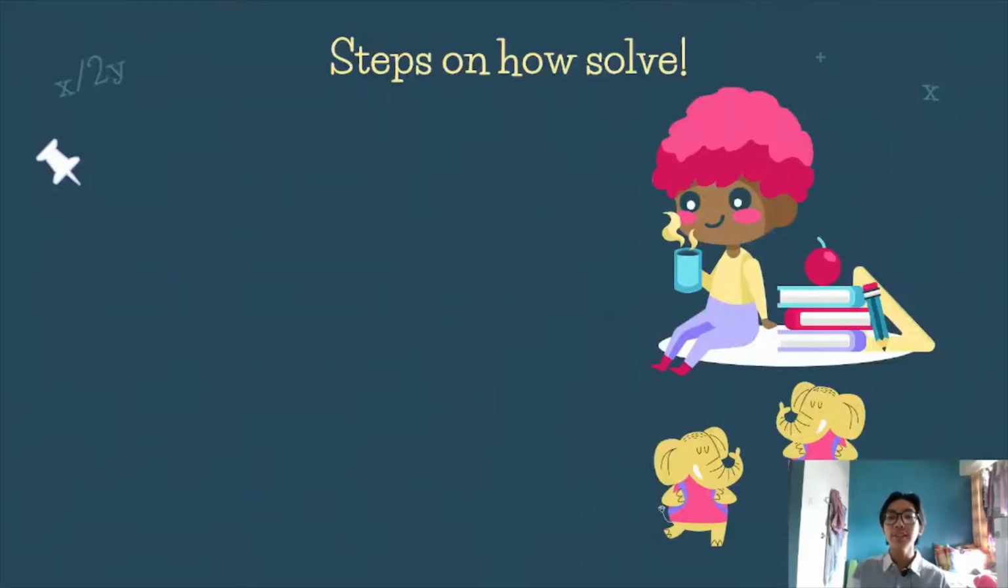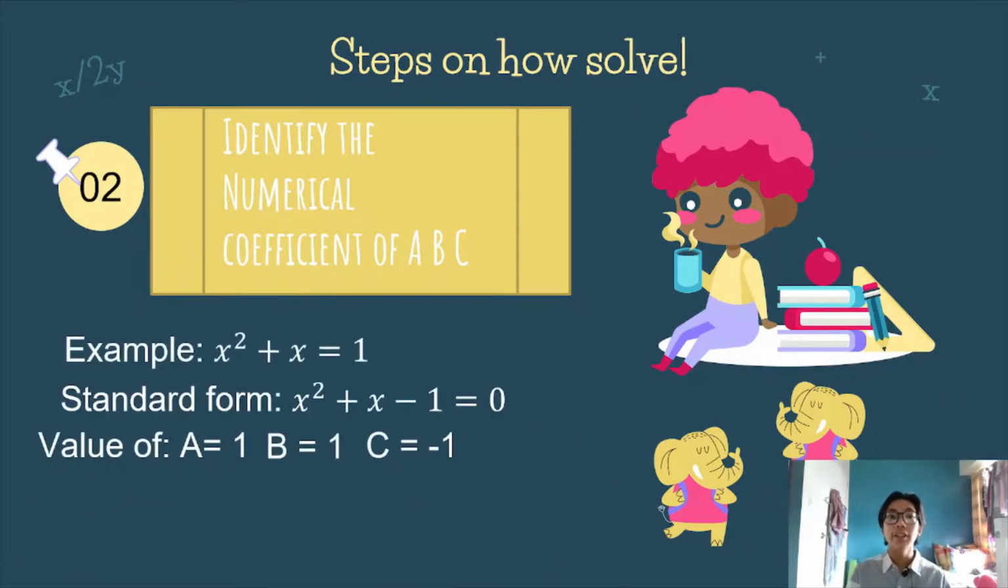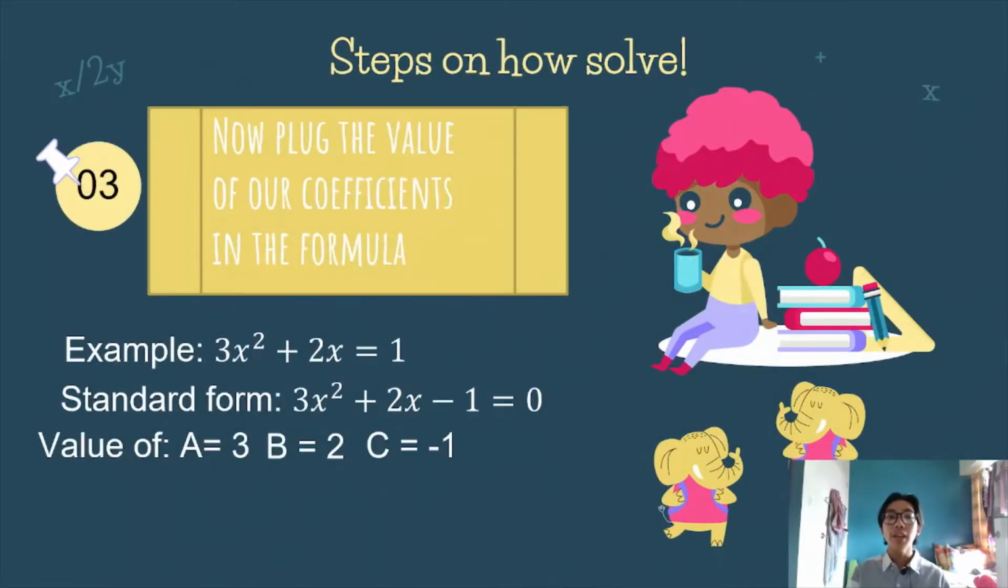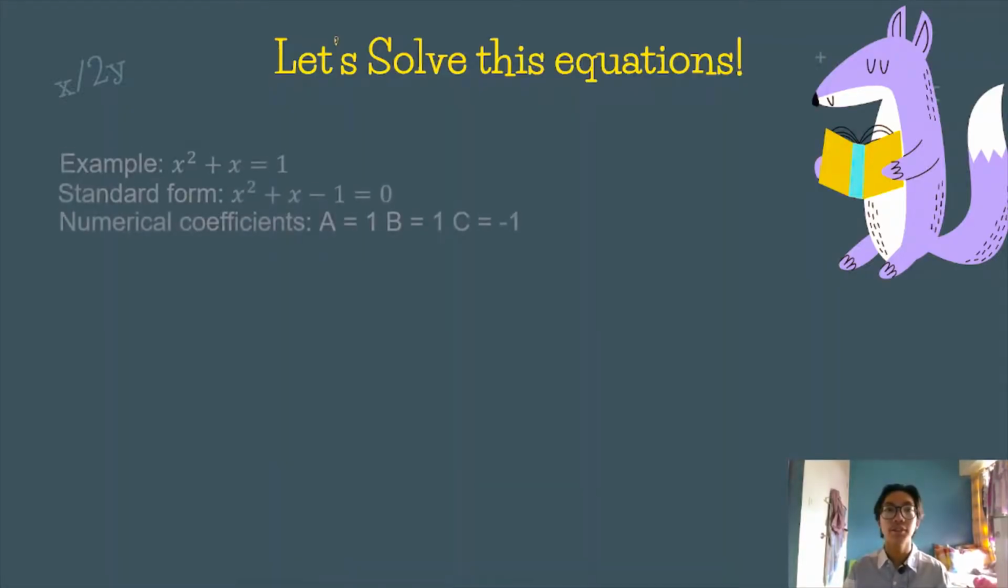Now, for the second step, we have to identify the values of a, b, and c. In this example, a is equal to 1, b is equal to 1, and c is equal to negative 1. Then, number 3, now that we have the values of a, b, and c, we just need to plug them into our formula.